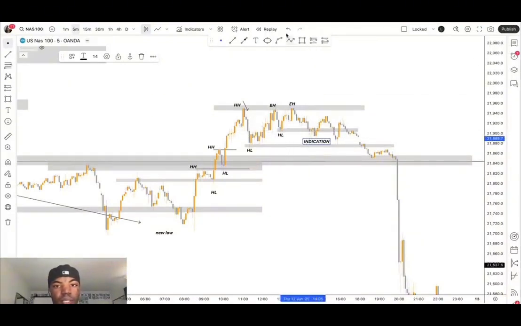There's not enough buyers to keep me holding up. That's the best way to explain it, right? Price is holding up. So even here, buyers are here holding.